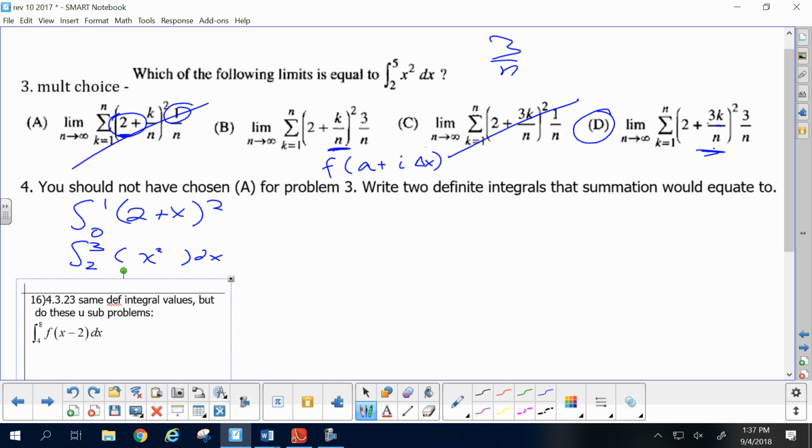If you thought, I just don't get why that's the same, just think visually. Graphically, this is a parabola shifted left 2, and you're talking this region, 0 to 1. This is a parabola, normally at the origin, but 2 to 3 over here. Those could absolutely be the same. Okay. How about 16?